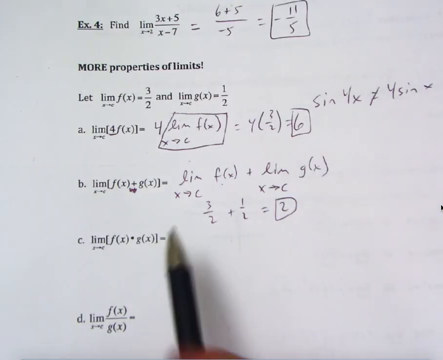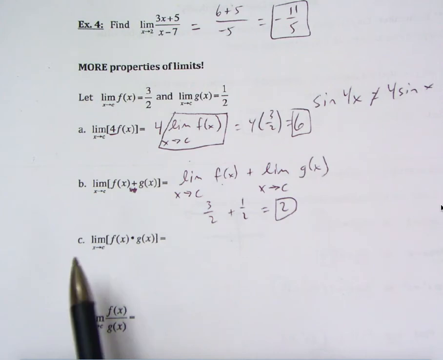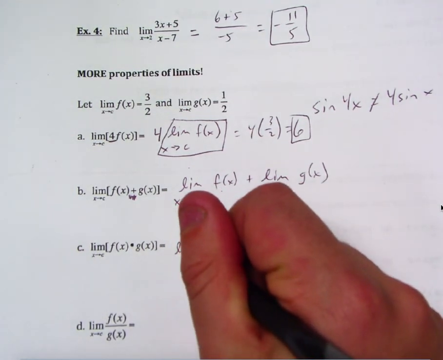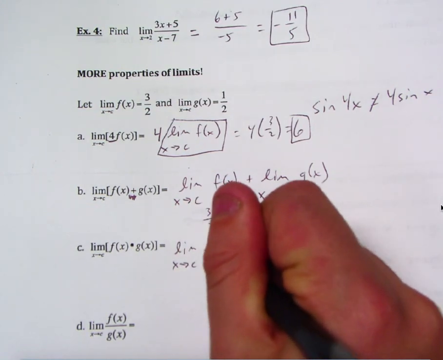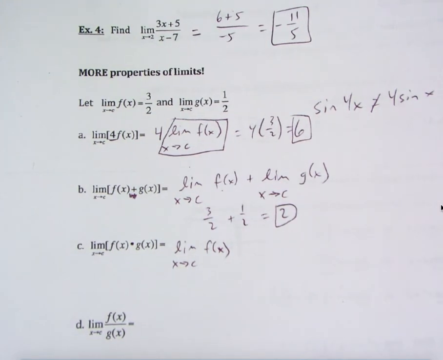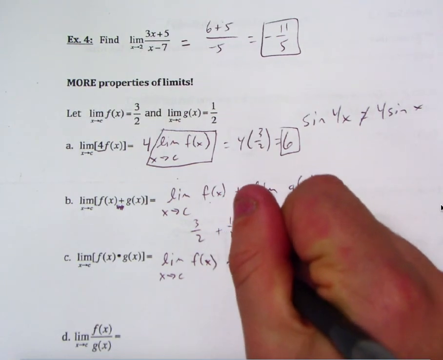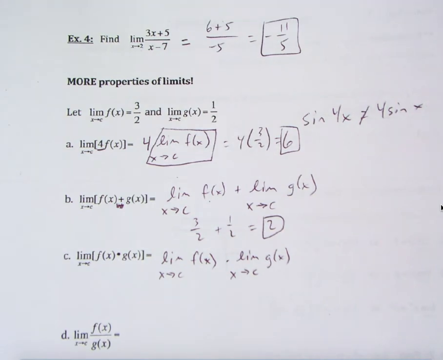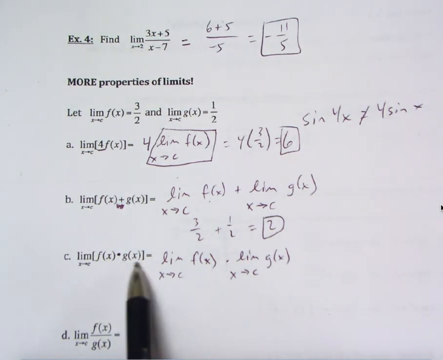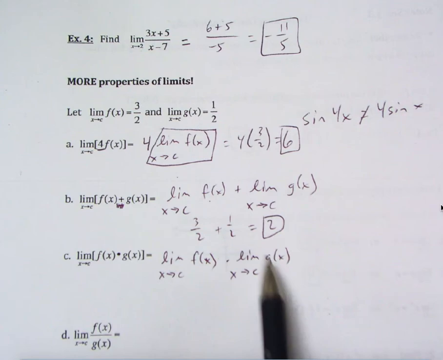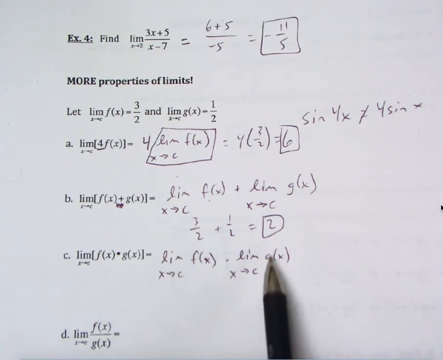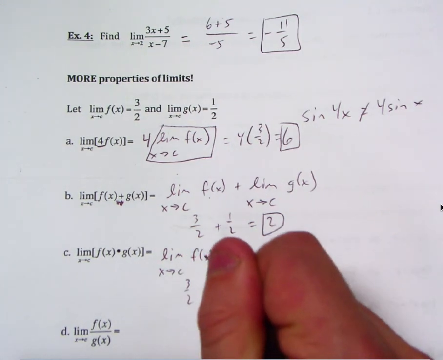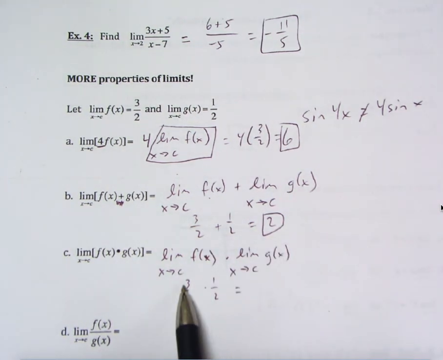Well, just like the limit of a sum is the sum of the limits, the limit of a product is equal to the product of the limits. So we could write the limit as x approaches c of f times the limit as x approaches c of g. So the limit of a product is equal to the product of the limits. And we know, again, what each one of these is. This is 3/2, this is 1/2. 3/2 times 1/2 is 3/4.